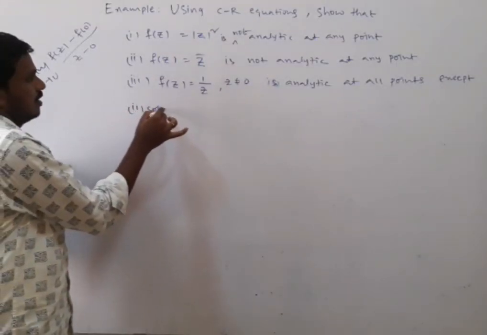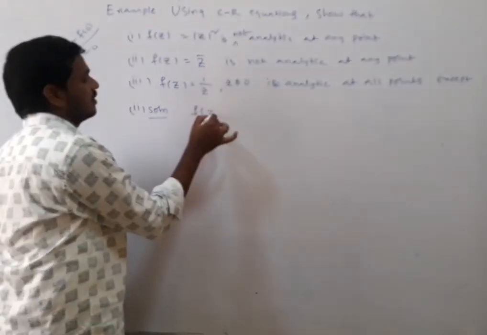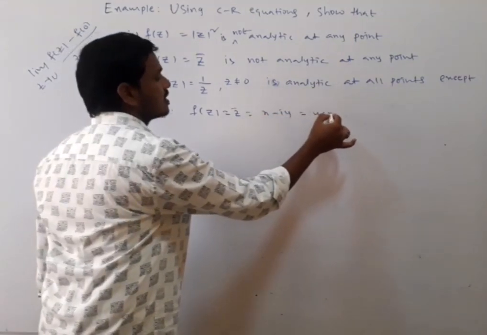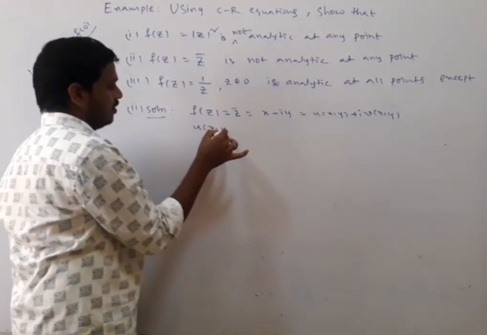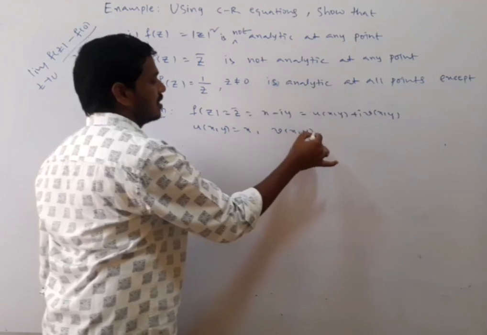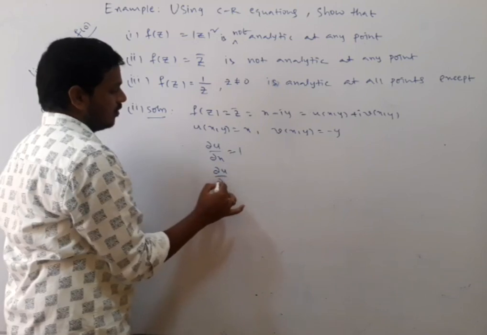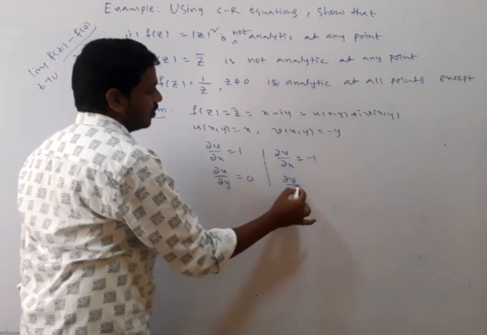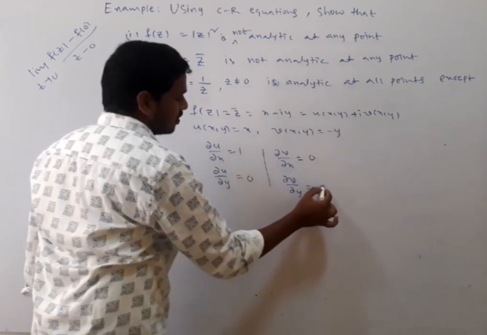Now coming to the second question solution. What we are going to prove is that f of z is equal to z bar is not analytic at any point. It is similar to the first question. f of z is equal to z bar, the conjugate of a complex number, is x minus iy, which is equal to u of x comma y plus i v of x comma y. Here u of x comma y is equal to x, and v of x comma y is equal to minus y. Dou u by dou x is equal to 1, dou u by dou y is equal to 0, dou v by dou x is equal to 0, and dou v by dou y is equal to minus 1.